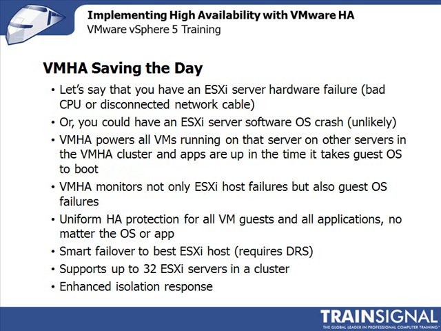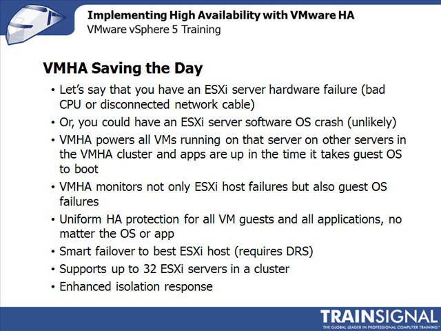VMware high availability saving the day. So how does this work? Let's say that you have an ESXi server hardware failure. Maybe a bad CPU, maybe a bad motherboard, maybe a combination of both. Maybe just a network cable was yanked out of the back of the ESX host. For whatever reason, you lost the host, and that host has virtual machines running on it. VMware HA will power on the virtual machines that were running on the failed host on the remaining ESXi hosts in the cluster.